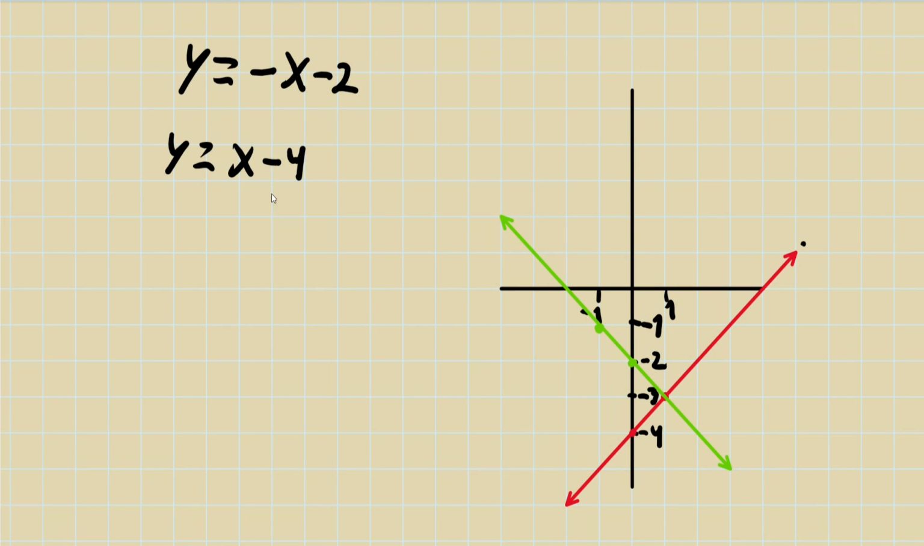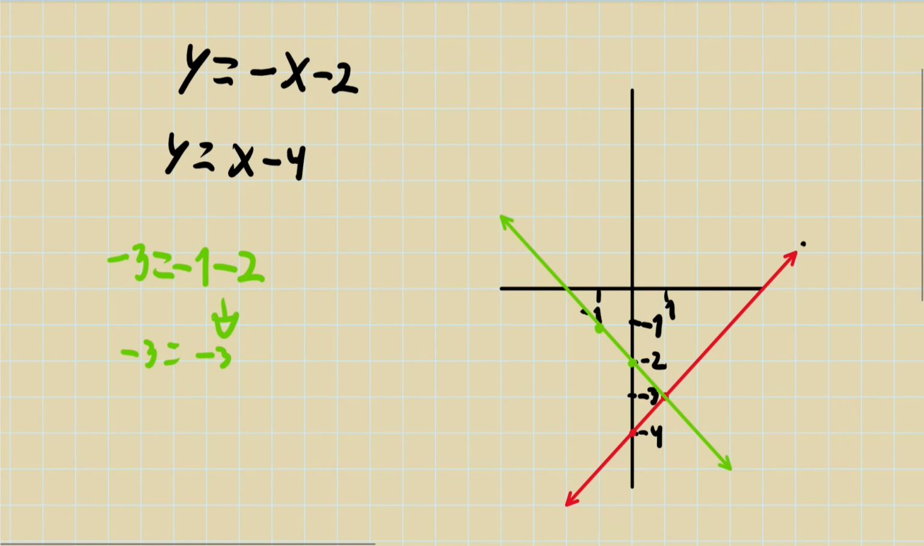And let's check this with the equations to see if it works for both of them. So our y here is -3 equals -1 minus 2. Is -3 equal to -3? Yes, we can see that -3 is equal to -3.